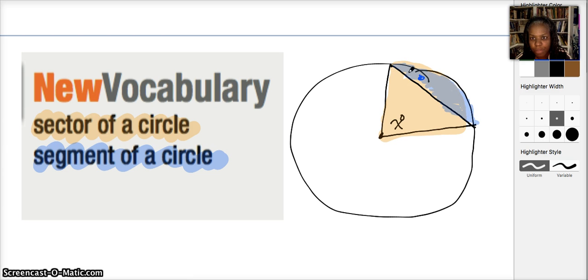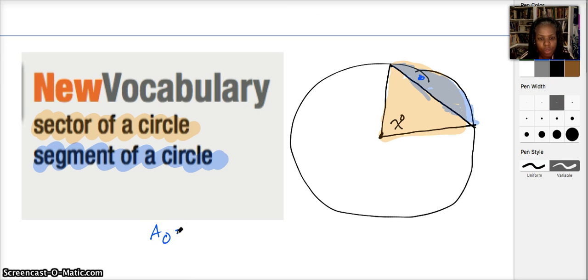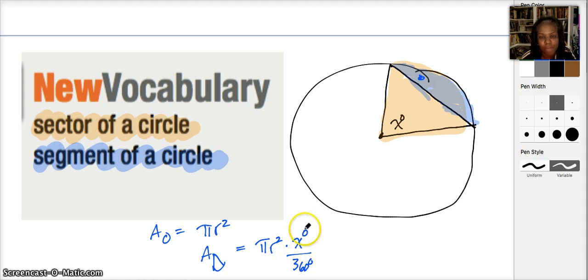Before we move further, I'm just going to recap something I know you remember from before. The area of a circle is equal to pi r squared. The area of a sector is going to be a fraction of that, so it's pi r squared times some fraction, because this slice of pie is a fraction of the entire circle. What's the fraction? We'll use the central angle, x degrees over 360 degrees. Whatever that central angle is gives me the fraction I can use to find the area of the sector once I have the area of the circle.